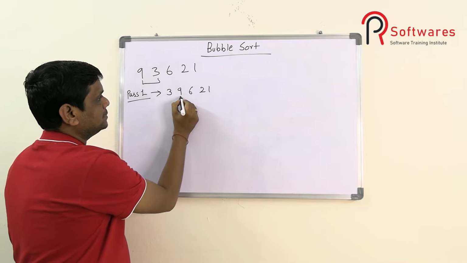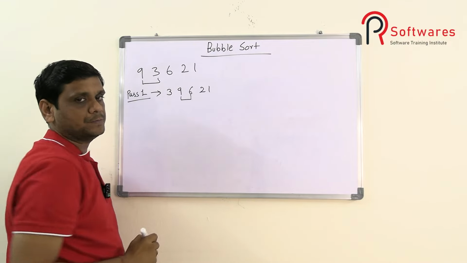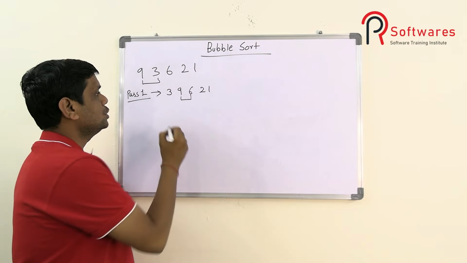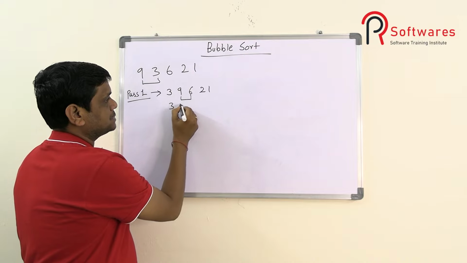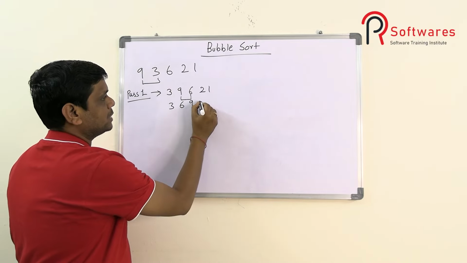Now it will check the next pair. First and second we have already checked. Now second and third: 9 is greater than 6. Condition true or false? True. So again it will get swapped. 6 will come first, 9 will go after. These two values you write as they are.